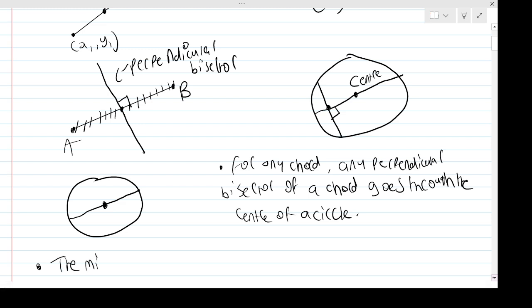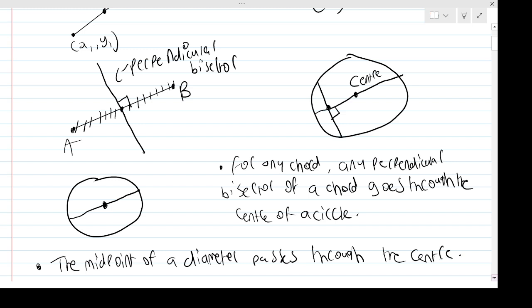The midpoint of a diameter passes through the center as well. So we've got two different ways of working out the center of a circle, and the idea of a center will become very important and helpful later on in the course. You'll see that a circle is defined by its center, so it is paramount that we work out the center of a circle. But here we just looked at two different ways.